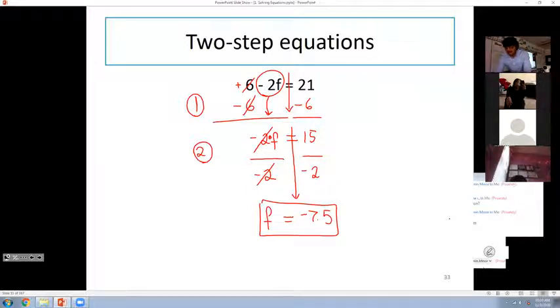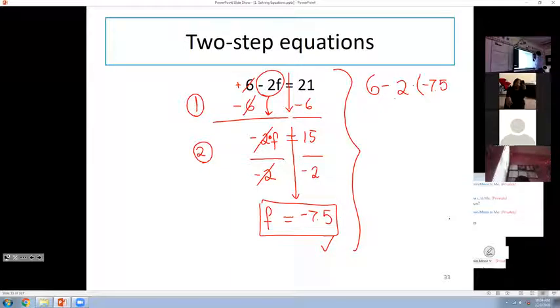So let's see if it is correct or wrong. You can, guys, double check if it is right or wrong. How? By replacing the value of f into the equation. I have f in here. What is the value of f? Negative 7.5. We will replace f with negative 7.5. If it is equal to 21, so that means that everything is good.